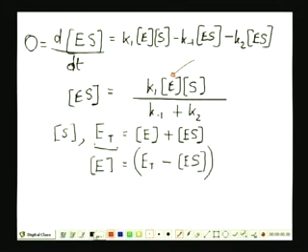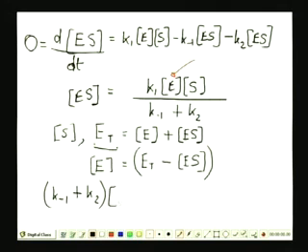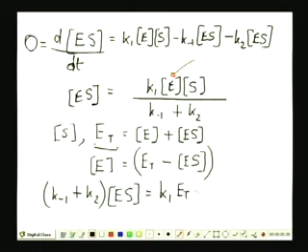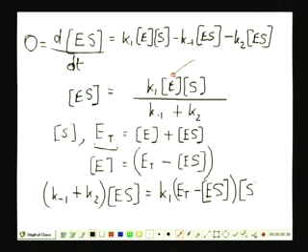So, this is where we are going to now substitute this. So, do that. If we do that, what do we get? We get (K minus 1 plus K2) ES is equal to K1 (ET minus ES) S. That is what I have.